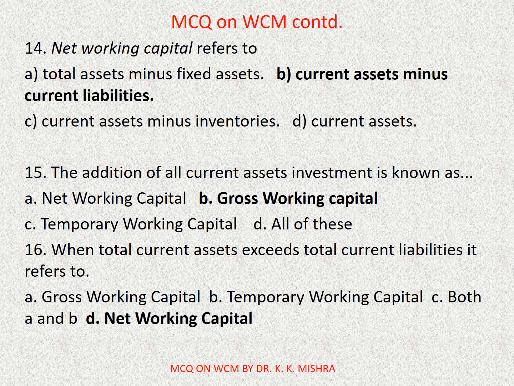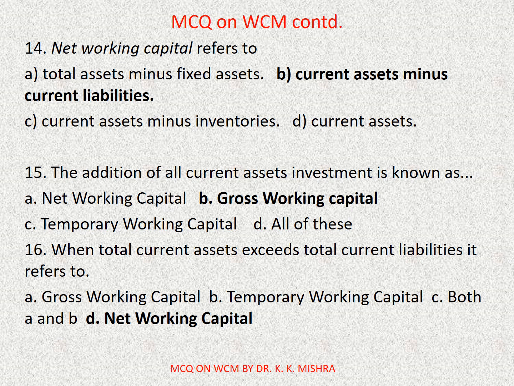Question number 15. The addition of all current assets investment is known as. Options are A. Net working capital. B. Gross working capital. C. Temporary working capital. Or D. All of these. Correct option is B. Gross working capital.